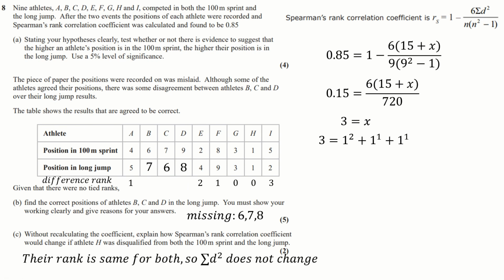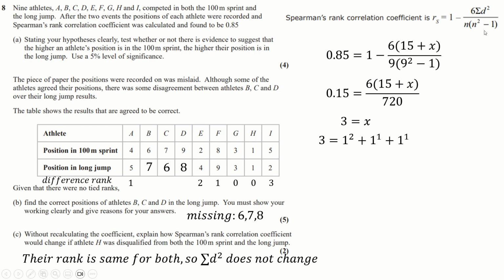Just to finish this entire paper then, without recalculating this, essentially contestant H is disqualified, and would that change the rank? Now, contestant H has rank 1 on both, so he's not contributing any difference, and therefore nothing to this. So if you remove him, nothing changes about this. However, what does change is that you go from 9 contestants down to 8. So n decreases down to 8.